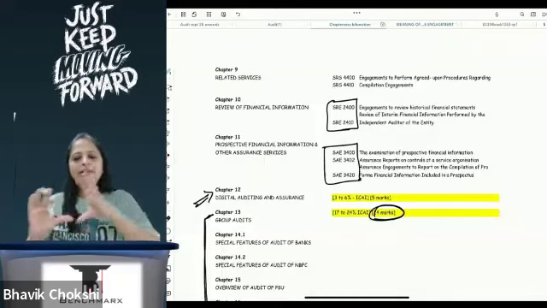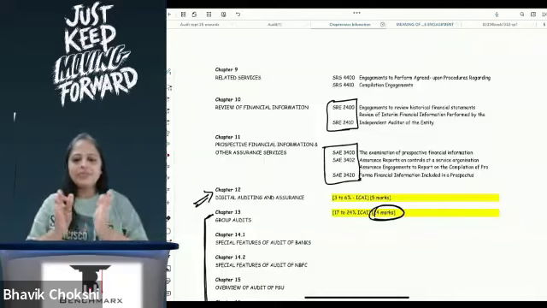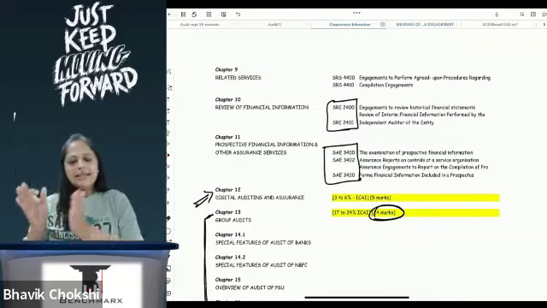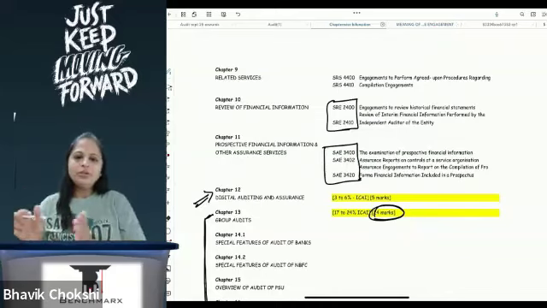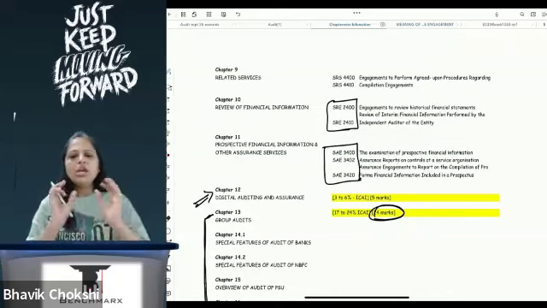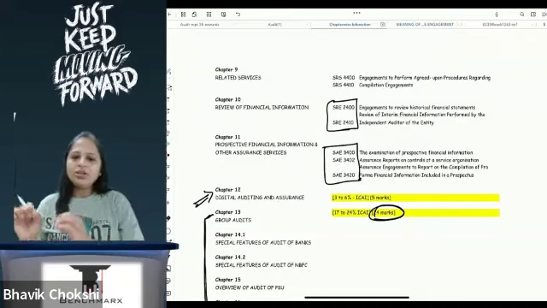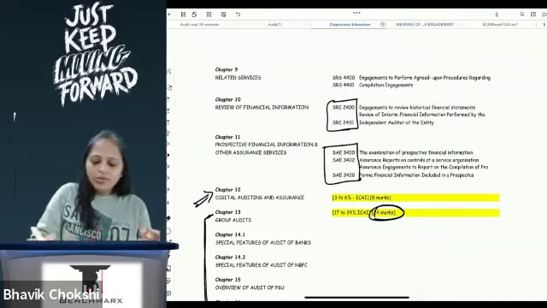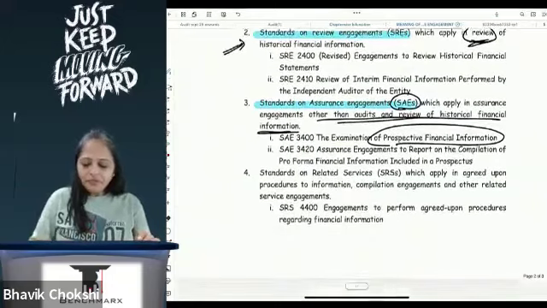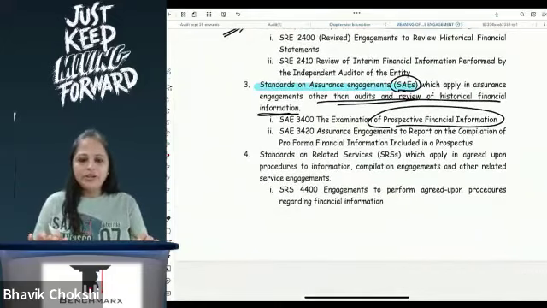So they have nicely bifurcated SA, SRE, SAE, all of that into different chapters. They have not mixed and matched everything. There's a clear bifurcation. So you know whether you're talking about SA, SRE, SAE, or SRS. So this is prospective financial information.